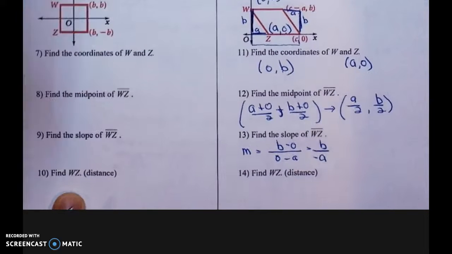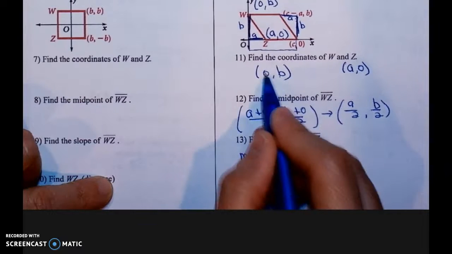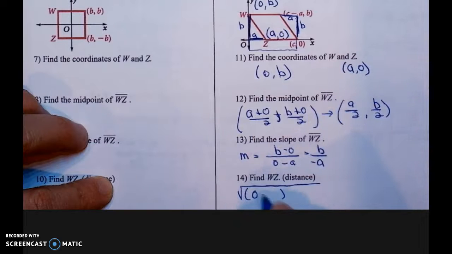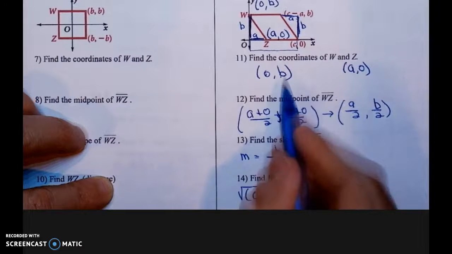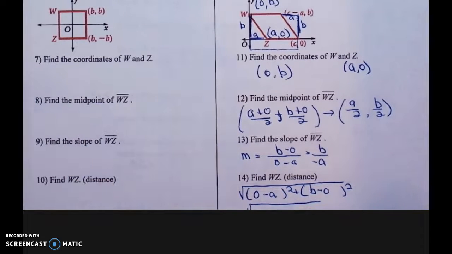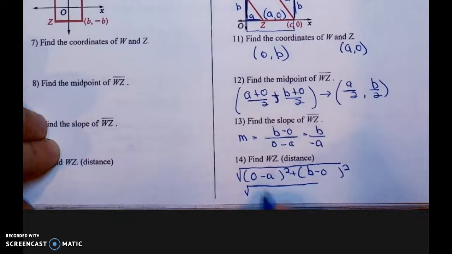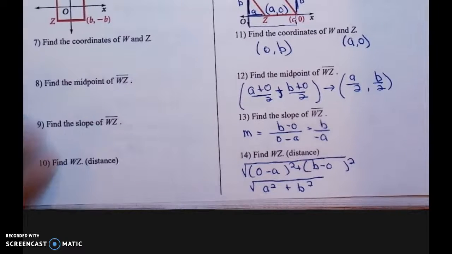Finally, on 14, we're looking for the length. Again, to find the length, we're subtracting the x's, so that is 0 minus A squared, and then we're subtracting the y's, which is B minus 0 squared. A minus 0 is negative A, but when you square that, you get A squared. B minus 0 is B, and when we square that, we get B squared.